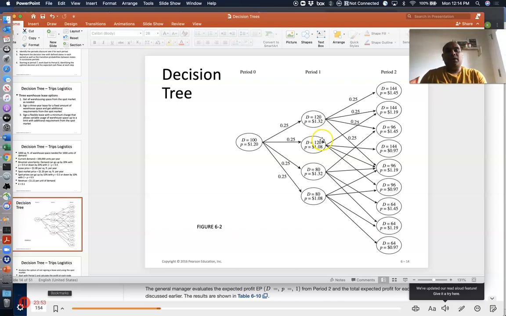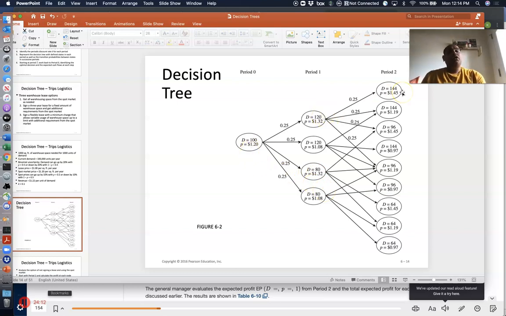Similarly, demand can go up but the spot market price can go down, or demand can go down and the spot market price goes up, or demand can go down and the spot market price goes down. So these are the 4 possibilities, 1 year in the future. Now 2 years in the future. There were 4 possibilities from here.